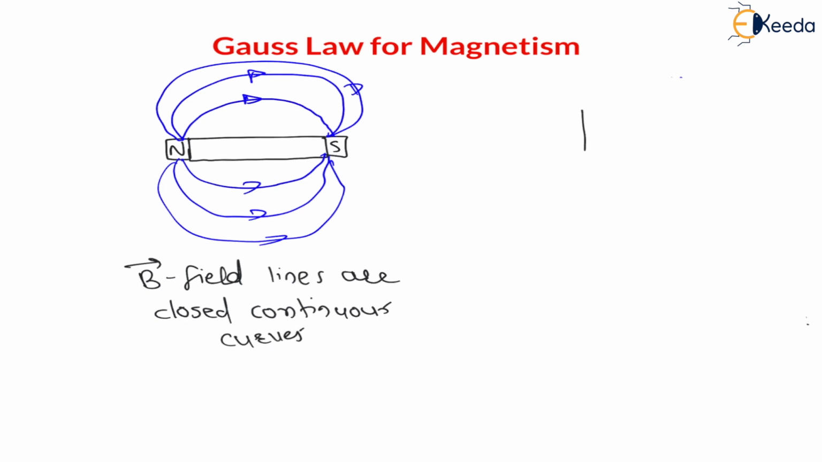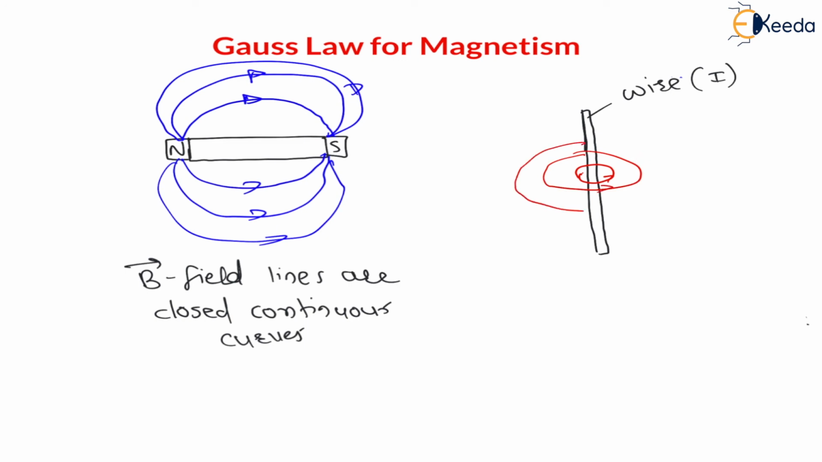Let us say we have a current carrying wire, through which current I is flowing. Now around this wire the magnetic field lines are closed and continuous like this. They are rotating around this wire like this. This is how the magnetic field lines are rotating about this wire. The magnetic field lines are closed continuous lines.